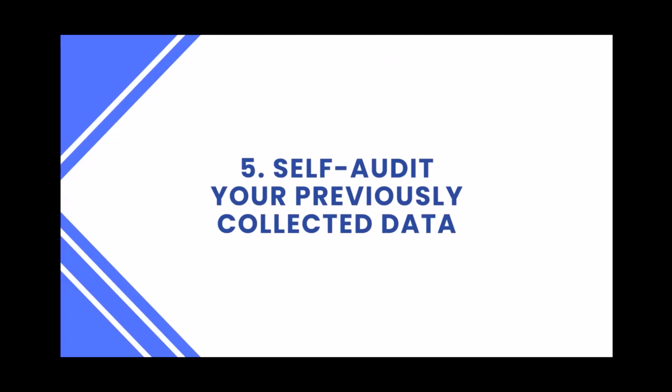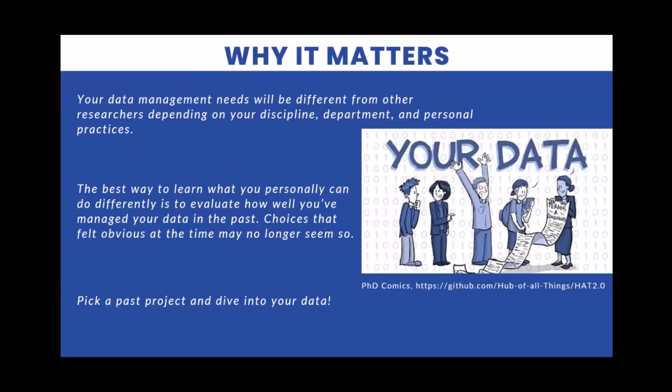And so the last tip is going to be a little bit different than the others, but it's to self-audit any previously collected data that you have. And so in all of these tips that I've talked about, they really can be relevant to any different discipline, research type, or even those of you who work in various research support positions as well. But there is going to be a lot of variance across disciplines. And so your data management needs are going to be different from researchers doing other types of studies. They may also differ just based on the culture of your department and any local IT resources that you use for things. And then finally, they may differ just based on your own personal practices.